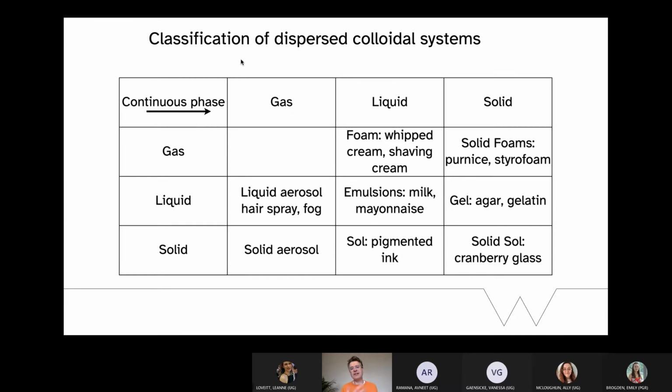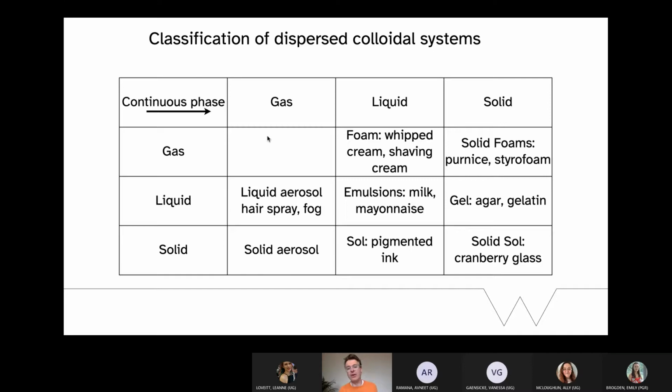So here you see a little bit of a classification. If we take the three phases, which you know from physical science, you have gas, liquid, and solid. And in the dispersed phase, we also have gas, liquid, and solid. Then you can look at typical materials that have one phase dispersed in the other and how they behave.